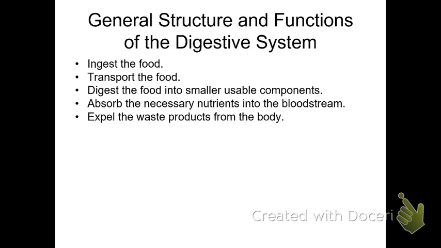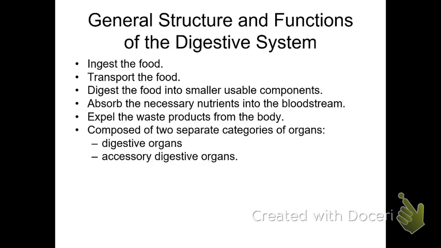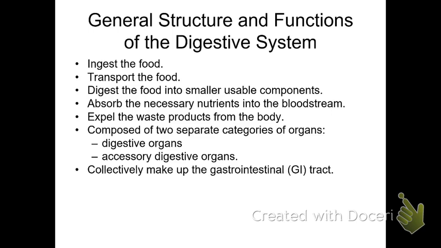That is, the digestive system is responsible for ingesting food, taking the food in, transporting that food through a series of tube-like structures. Along the way, that food is digested, that is, it's broken down. It will be absorbed through the intestines into the bloodstream, and those food products which are not useful will be expelled upon defecation. There are two groups of organs found within the digestive system.